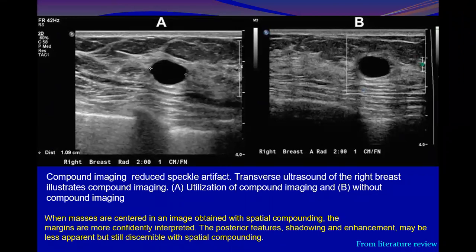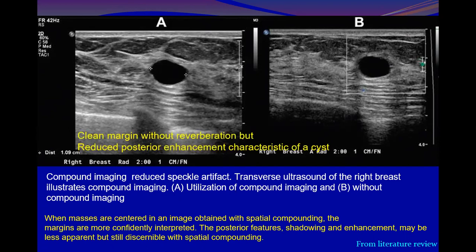So we said that spatial compounding removes artifacts, removes speckles, including all artifacts, including the posterior shadowing and posterior enhancement. And if you compare the cyst here, which image demonstrates more posterior enhancement? The posterior enhancement is more appreciable and larger in B, yes? So it is reduced in A. So the image with spatial compounding is A. Okay?